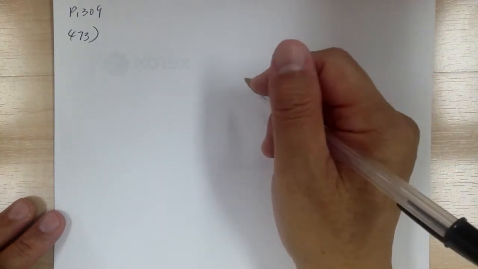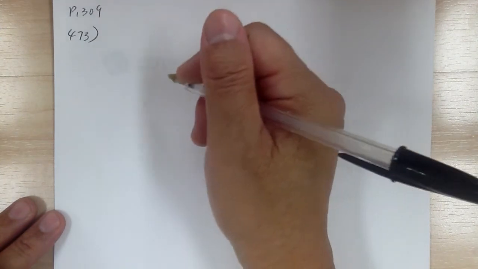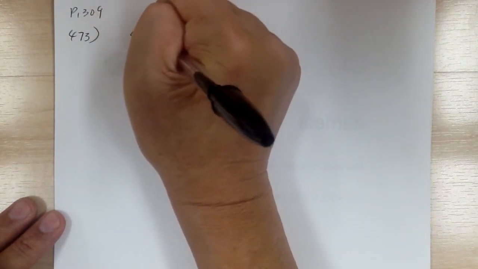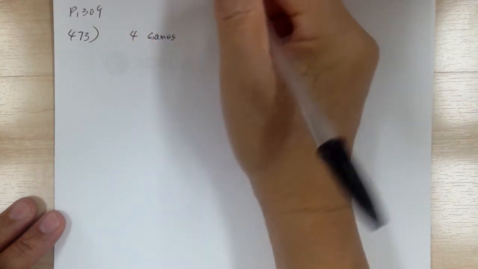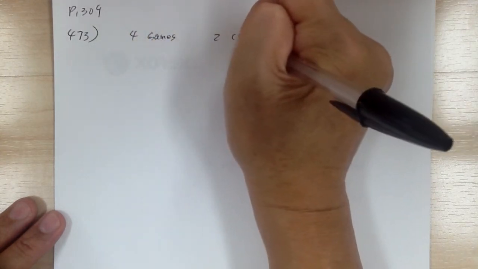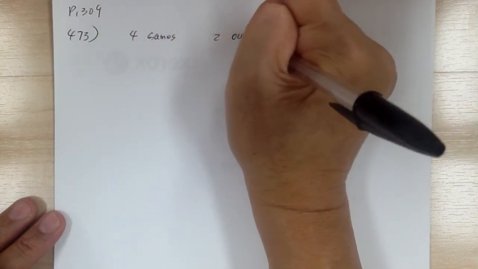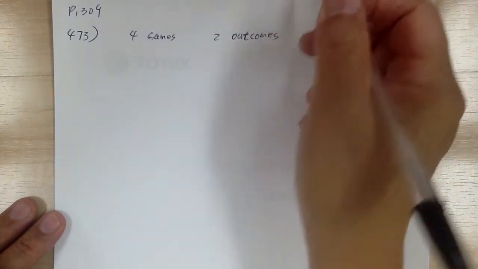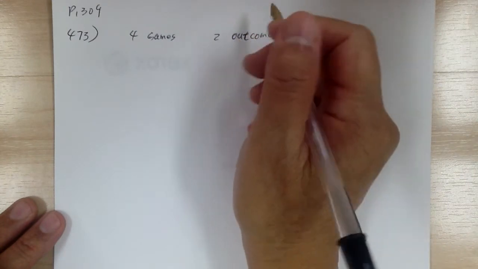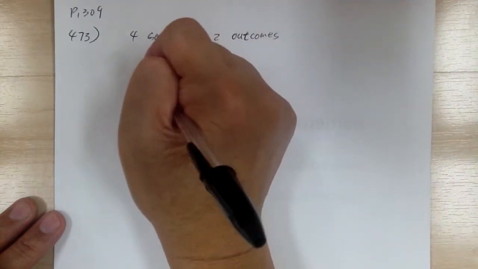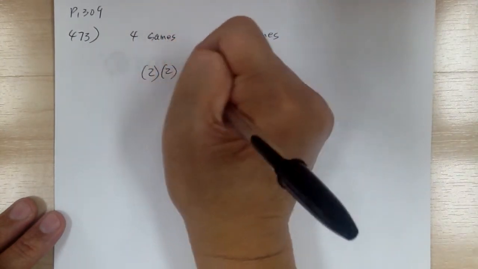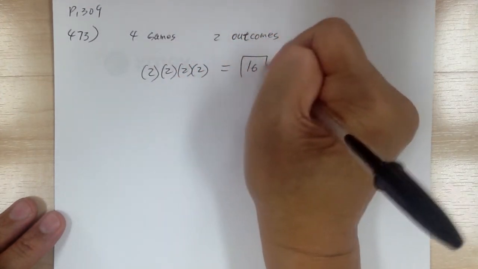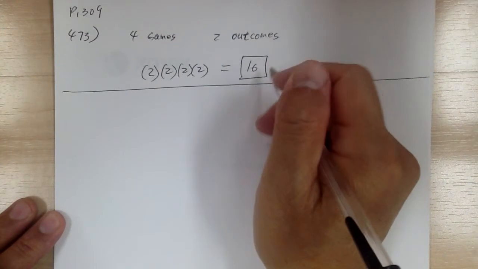So by going through this, you realize there are a total of 4 games. Okay, there are 4 games, and each game has 2 outcomes. So first game has 2 outcomes, second game 2 outcomes, and so forth. So this is going to equal 16. So there are a total of 16 different ways to receive the prizes.